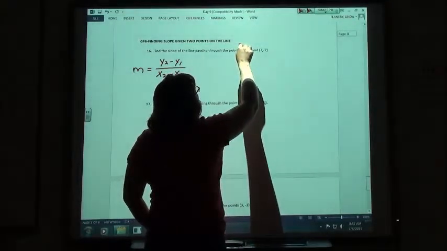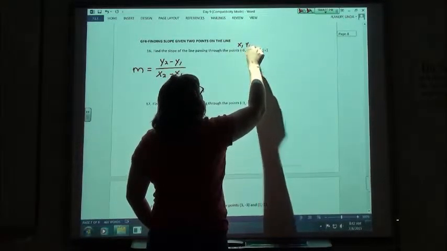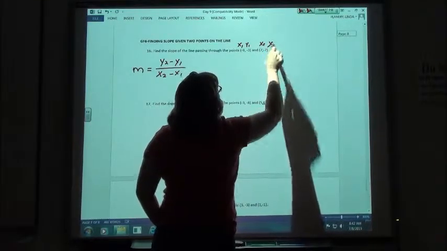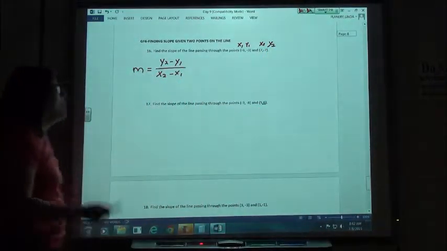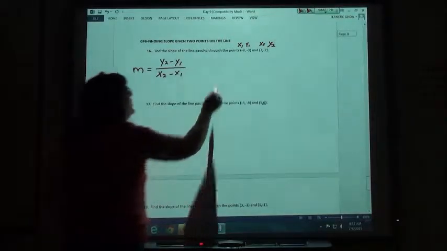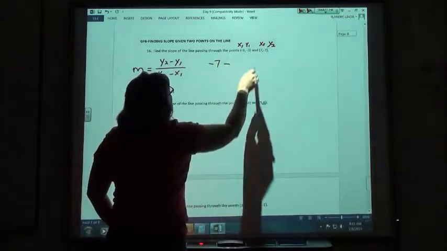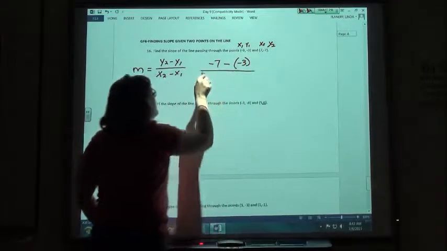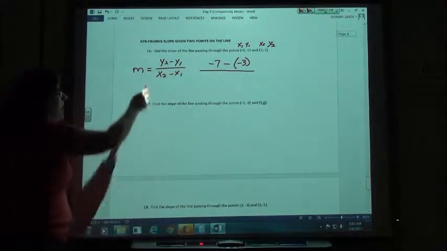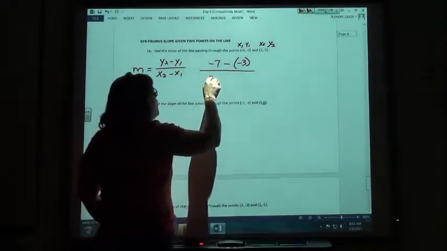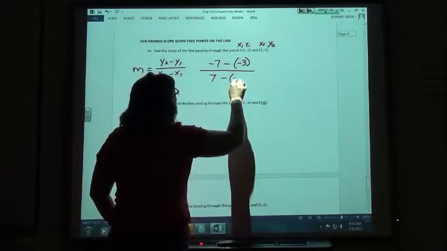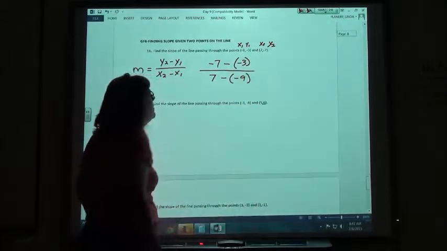If I call that one point 1, here's my x1 and my y1, here's my x2 and my y2. And so I'm going to take the y value from point 2, which is negative 7. I'm going to subtract the y value from point 1, which is negative 3. On the bottom, I'm going to take the x value from point 2, which is 7. I'm going to subtract the x value from point 1, which is negative 9.